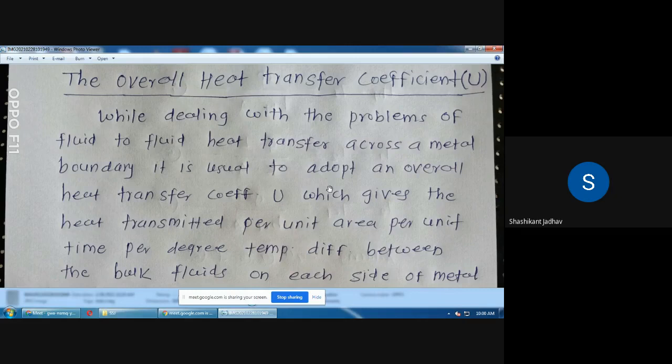Okay, so what is the meaning of this overall heat transfer coefficient? It is nothing but heat transmitted per unit area per unit time per degree temperature difference. So from this you have to calculate the heat transfer rate per unit area per unit time per degree temperature, and that is nothing but the overall heat transfer coefficient. We use it when there is a hot fluid at one side, a cold fluid at the other side, and in between these two fluids there is a metal or solid component.